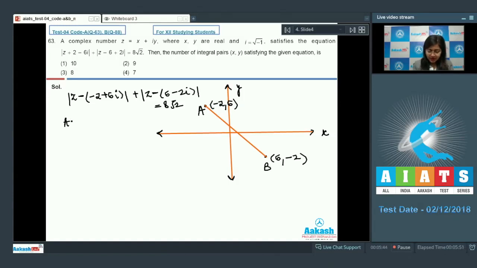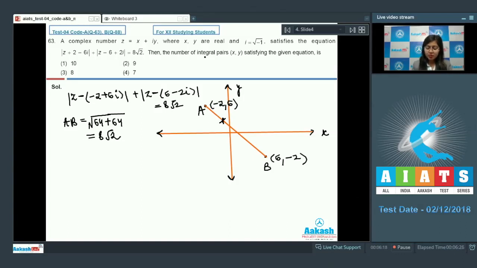Now let's find the distance AB, which will be equal to under root of (minus 2 minus 6) whole square, that is 8 whole square, plus (6 minus minus 2) whole square, that is again root of 64, which is equal to 8 root 2, right? Now the distance of any point Z from A plus the distance of Z from B is given to be equal to 8 root 2. So from here we can see that the locus of Z will be a line segment between AB, right?